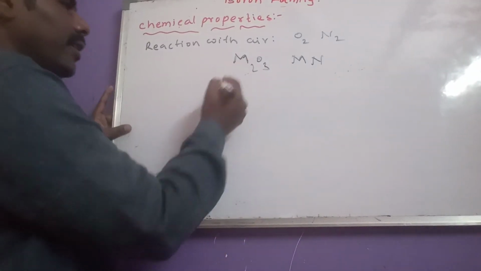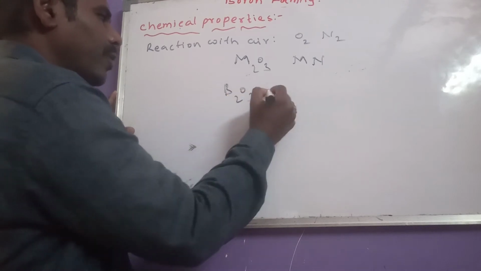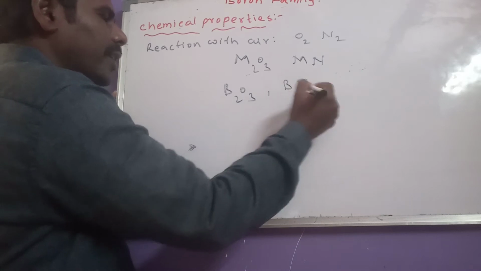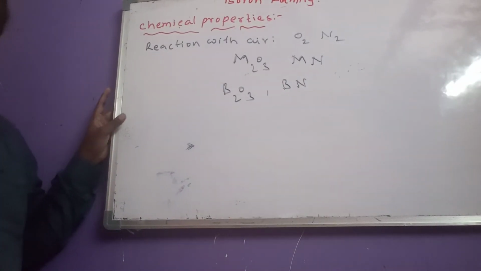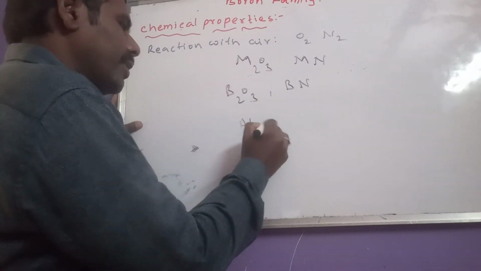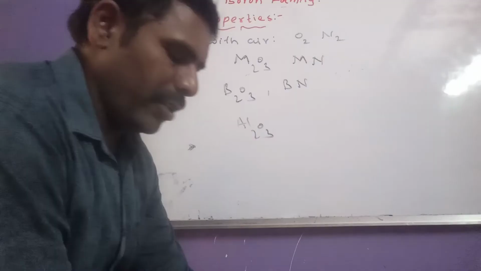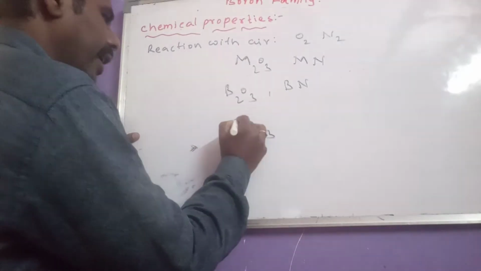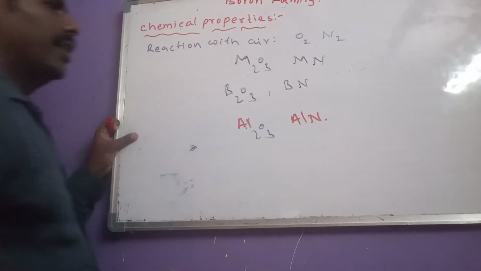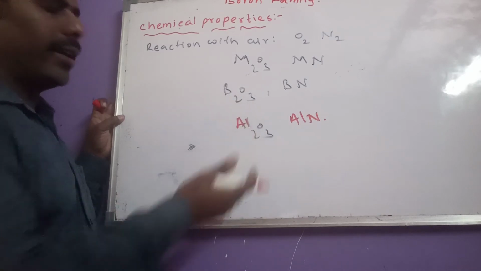Now boron reacts with oxygen and forms B2O3, boric oxide, and with nitrogen it gives boron nitride. Similarly, aluminium produces Al2O3, and a nitride is also formed, aluminium nitride. These are the oxides and nitrides of boron and aluminium.